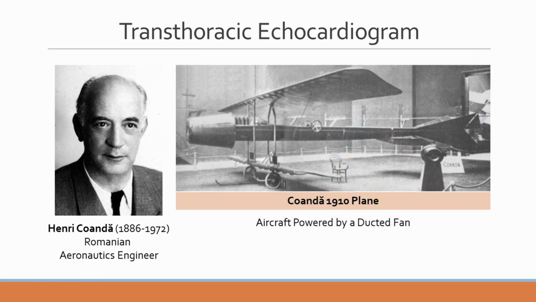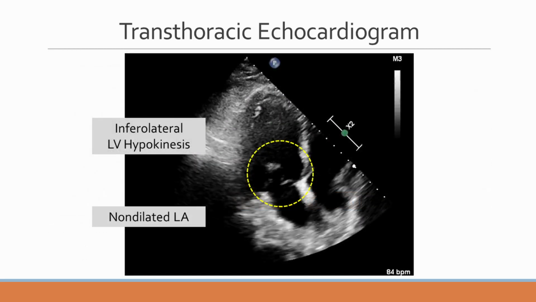He almost died because of the Coanda effect. You can read about it. And then this is this patient. You see that there is inferolateral hypokinesis, a non-dilated left atrium, and there is something mobile in the left ventricle. You see there is a large piece of meat attached to the ventricular side of the mitral valve.